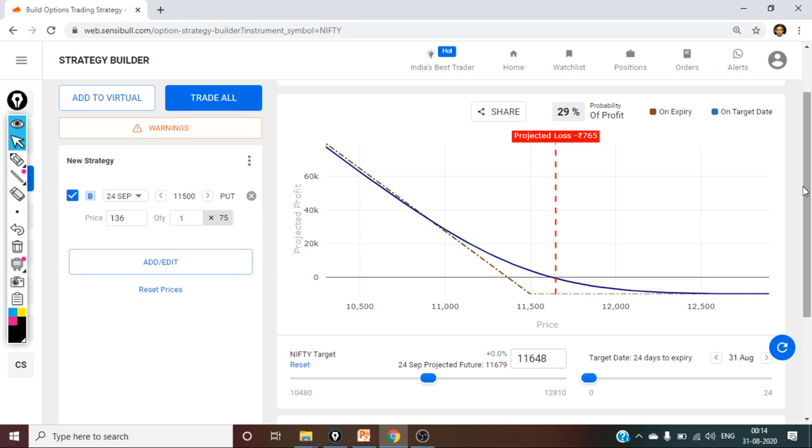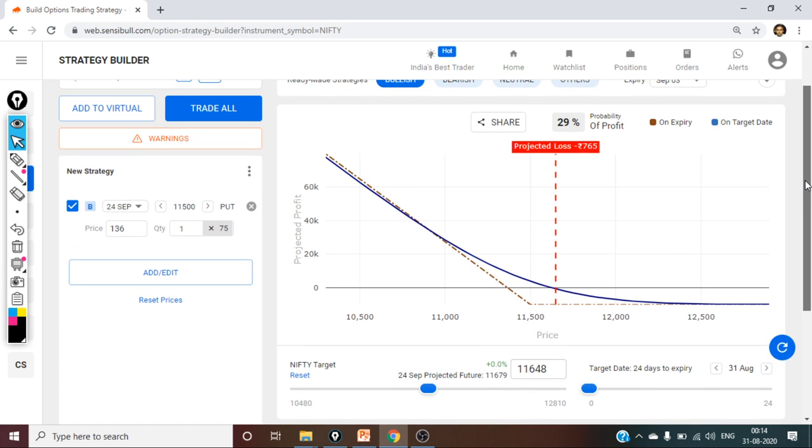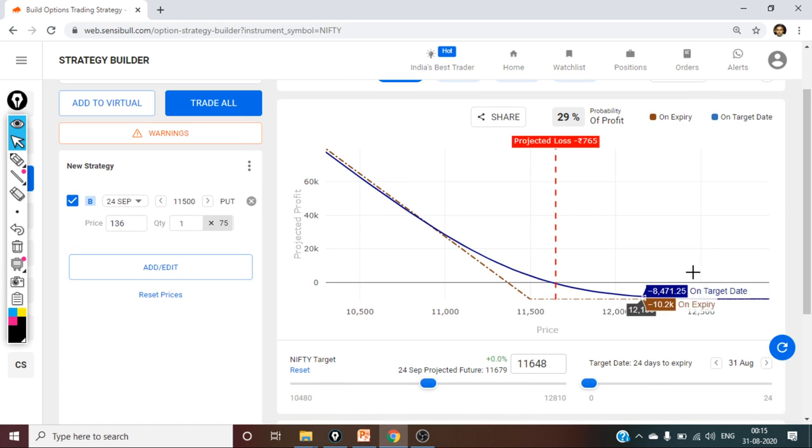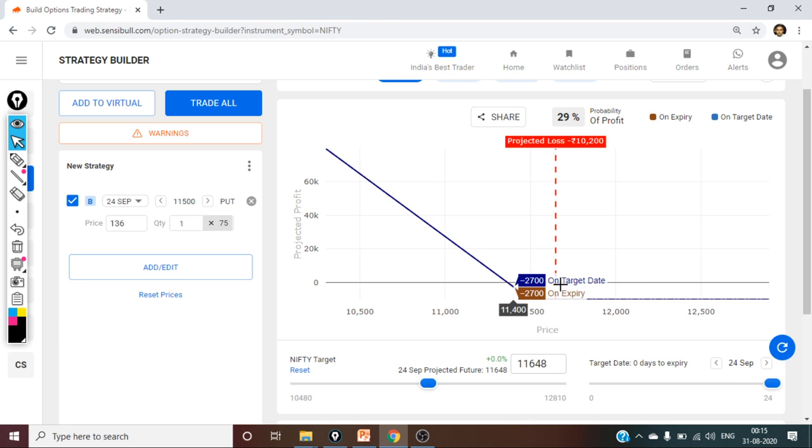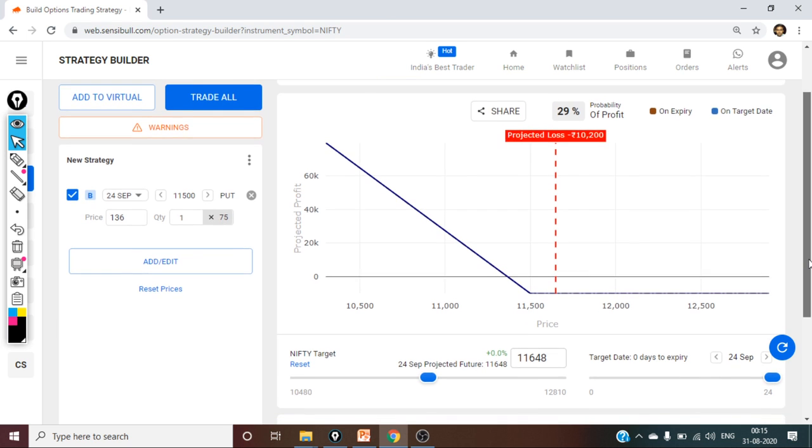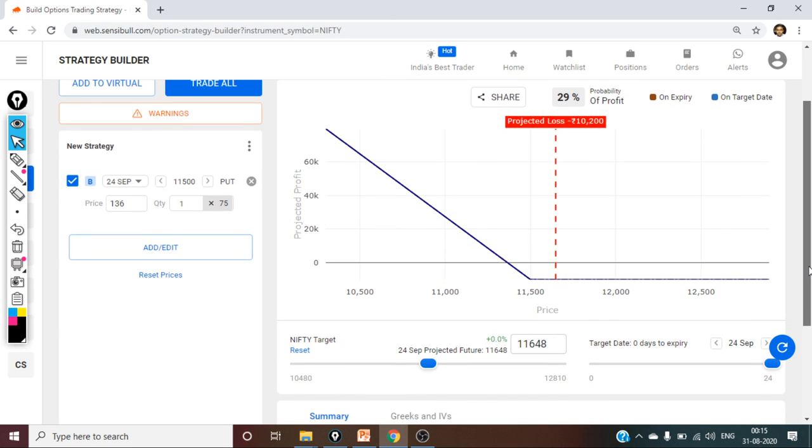We buy the 11,500 put option, and you can see our break even. You can see our break even is below 11,500 because that 136 rupees pushes our break even downwards.